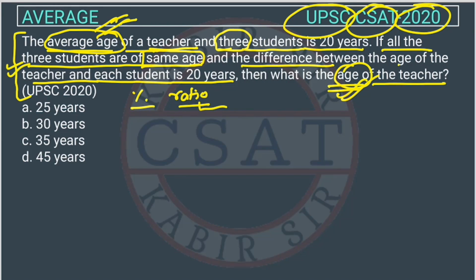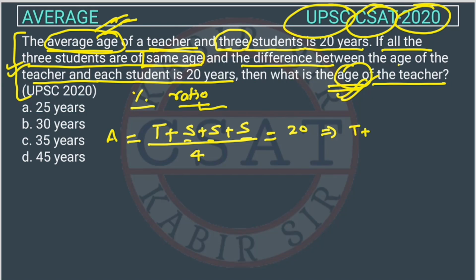Here if I apply the average formula, the average of teacher plus students, there are 4 people. They have given that the ages of the students are the same, so we can write s, s, s, or anything, total 4, and the average is given as 20. So the equation will be t plus 3s is equal to 80, because 20 into 4 is 80.